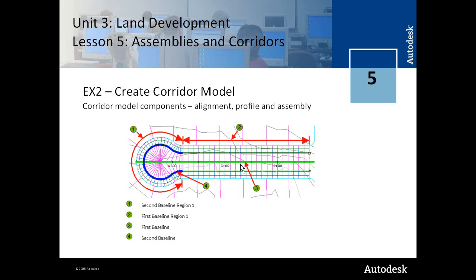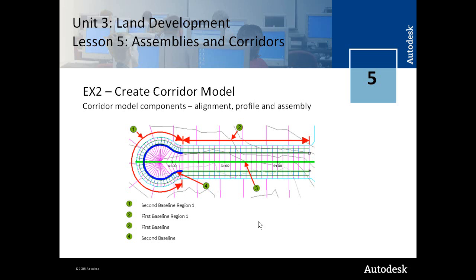So the first baseline is this line here, the center line. So up until the cul-de-sac, you model the cross section, or you model the corridor using this alignment and this profile, and then a typical section. Then when you get to the cul-de-sac, you use this alignment and this profile, and that's where you process the half section.